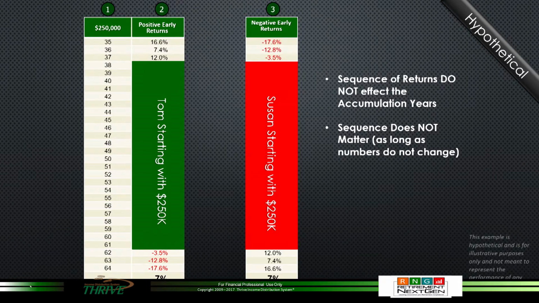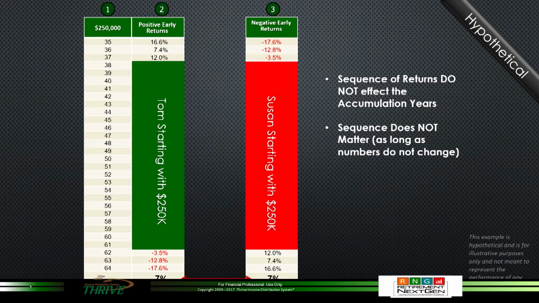Then we're going to talk about Susan over here. Instead of the pattern of returns being what we illustrated with Tom, we just turn the order of returns upside down so that the negative returns are on top and the good returns are on the bottom. We kept every number that was in column 2; in column 3, we just changed the order of them. That means we have the same 7% average return, and consequently, the same $1.9 million. So it really doesn't matter when I'm accumulating money what the order or pattern of returns is.